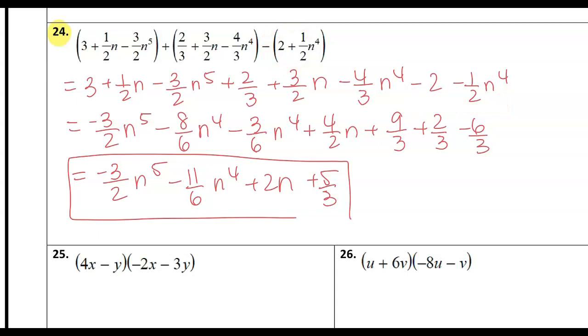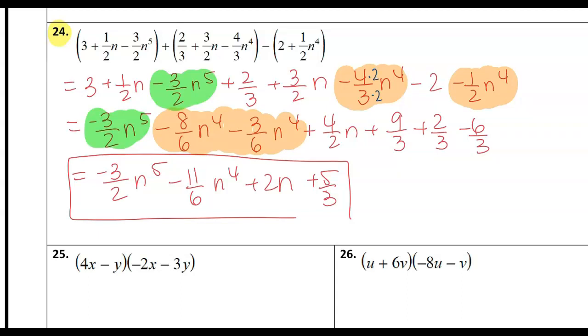So focus and stay with me. The n to the 5th power is right here. Nothing changed. There was nothing else to combine it with. The next thing I combined were the n to the 4ths. Both of these n to the 4ths are right here. The reason why I made those with a denominator of 6 is because I needed to add them. So I just multiplied the numerator and denominator here by 2, and I multiplied the numerator and denominator here by 3. So that's how I got, respectively, 8 over 6 and 3 over 6.